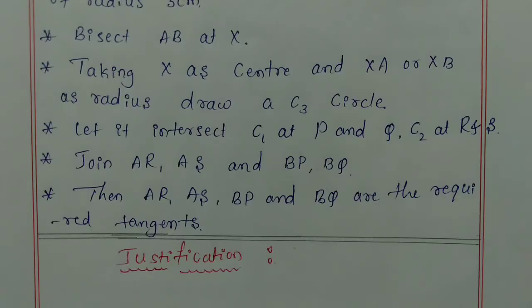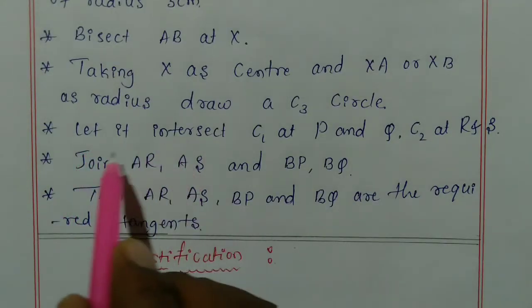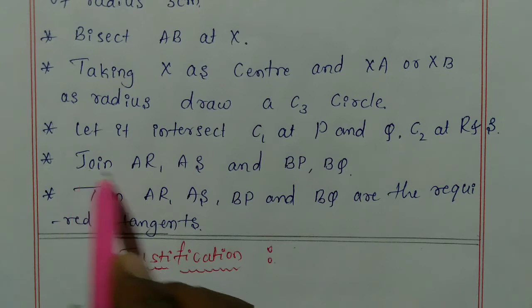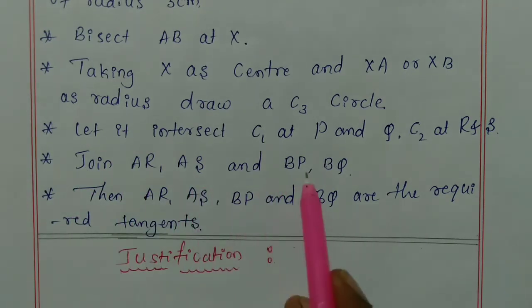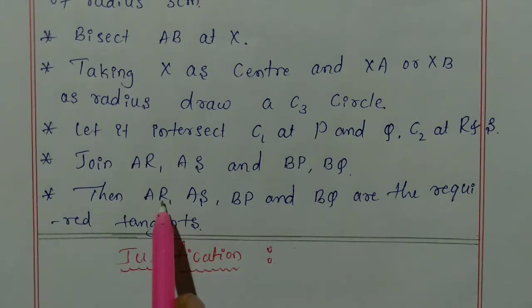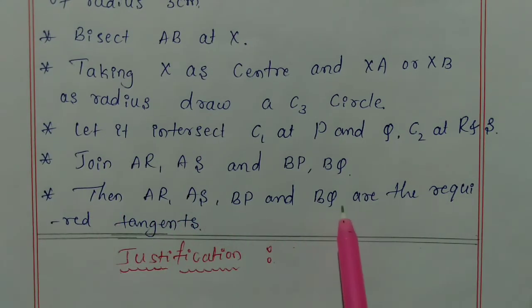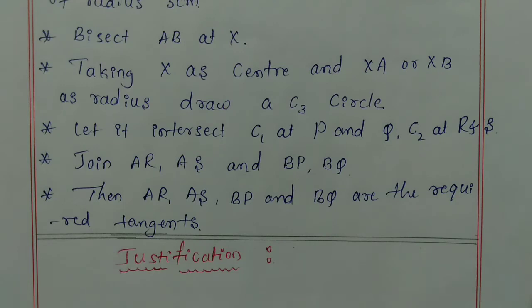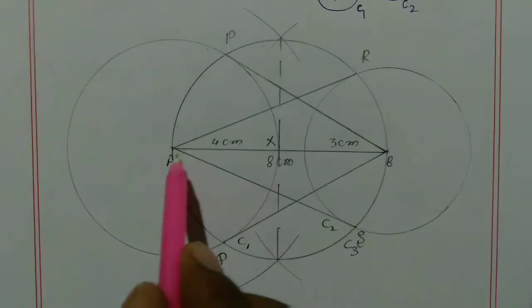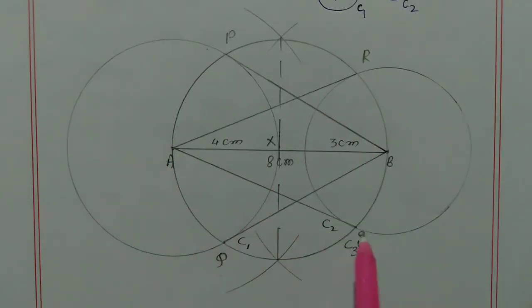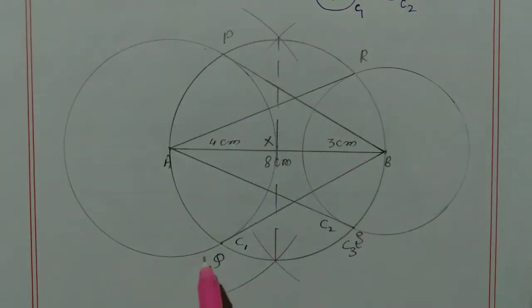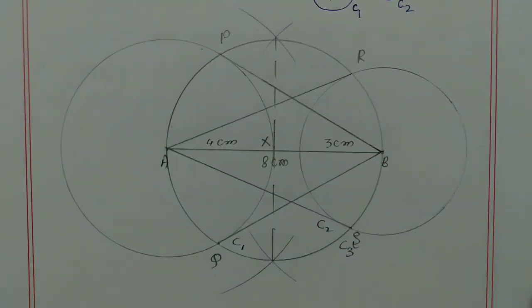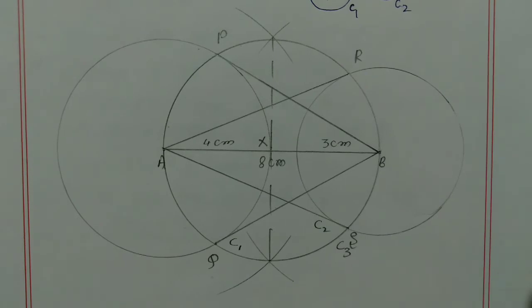Okay. So next you can join AR, AS and BP, BQ. Then you will get AR, AS, BP and BQ as the required tangents. See here, AR, AS, BP, BQ. These four are the required tangents. Next I will go to justification.